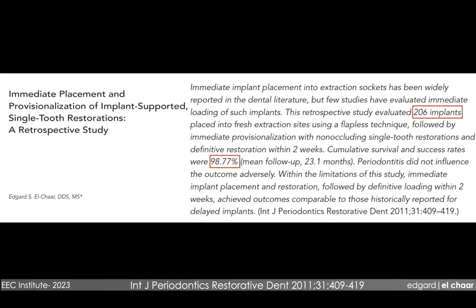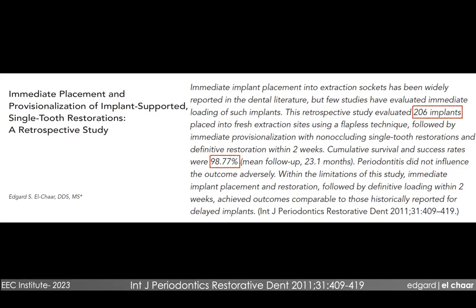So let me start by telling you that I was one of the first who wrote papers on the immediate implant in a big amount, and that was 206 implants, a significant sample, and we had a success rate of 98.77. This article was accepted for publication in 2006. Unfortunately, it didn't come to print until 2011. When you make a paper, you are looking back at your cases, an average of 3 years, so I started gathering the cases in the early 2000s. So I have been in this for the longest.